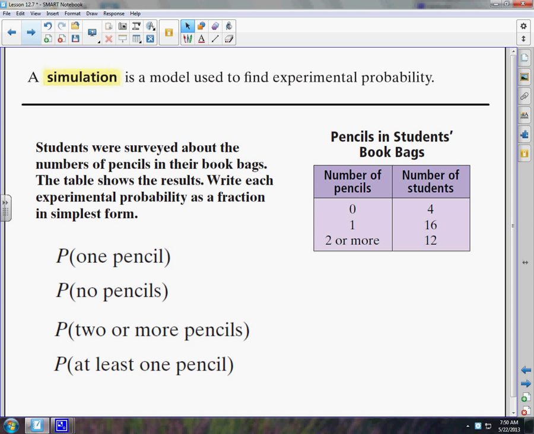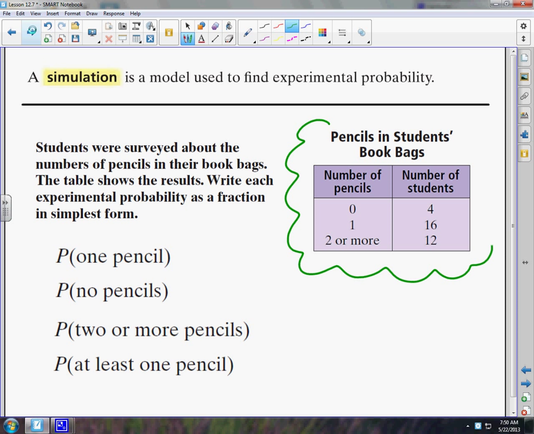So here is the survey, and this is an experiment. It's an experiment because every single person I would survey probably would have a different result of how many pencils they had in their backpack. So they just surveyed the kids in their class. So try these 4 problems, push pause, and then we will go over it.